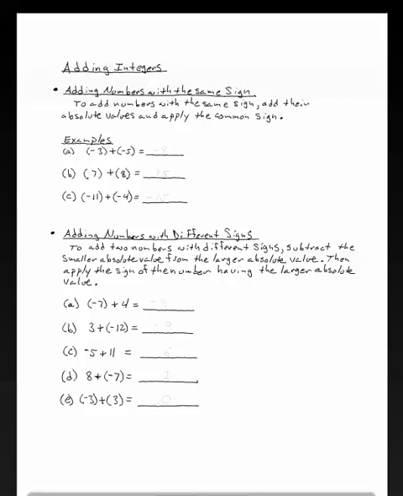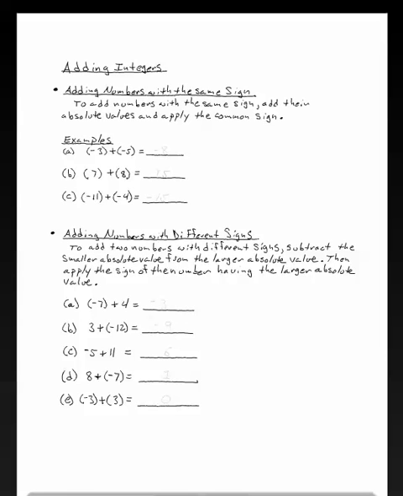So adding numbers with the same sign. To add numbers with the same sign, add their absolute values and apply the common sign. Now when we're talking about absolute values, we're just talking about the value of the number disregarding the sign, whether it's positive or negative for the moment.